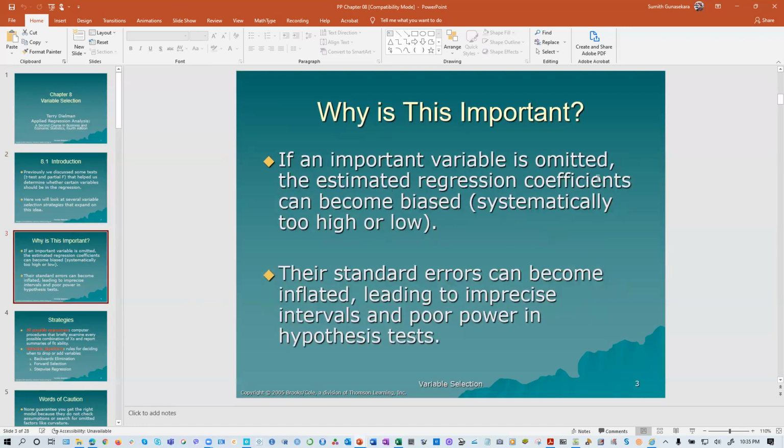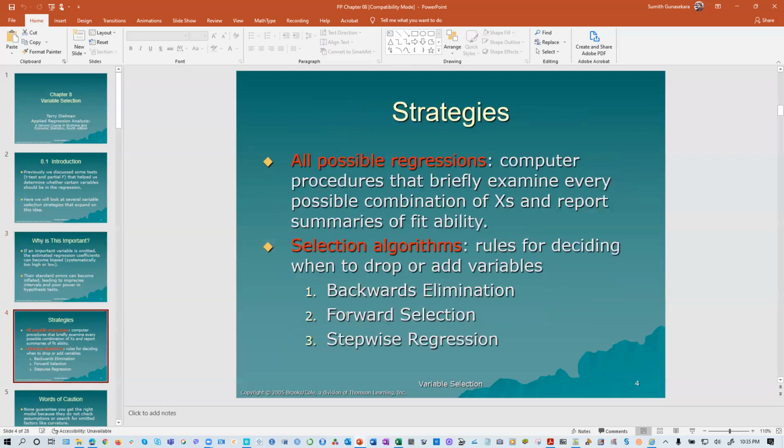If an important variable is omitted, the estimated regression coefficients can become biased, and on the other hand their standard errors can become inflated, giving imprecise intervals and poor power. To prevent that, they were looking for strategies: a procedure that briefly examines every possible combination of X and reports summaries of the fit, rather than just going to the three tests we were talking about: overall, partial, and individual tests.